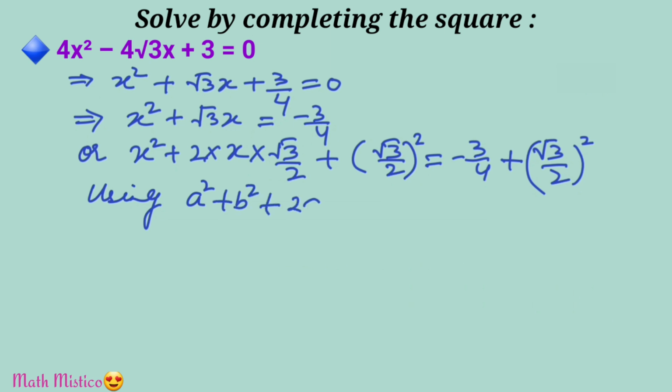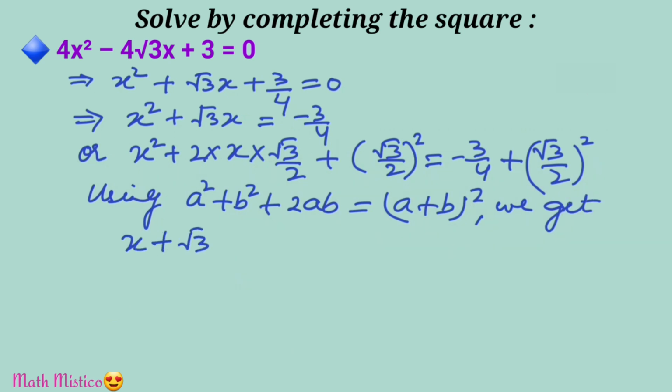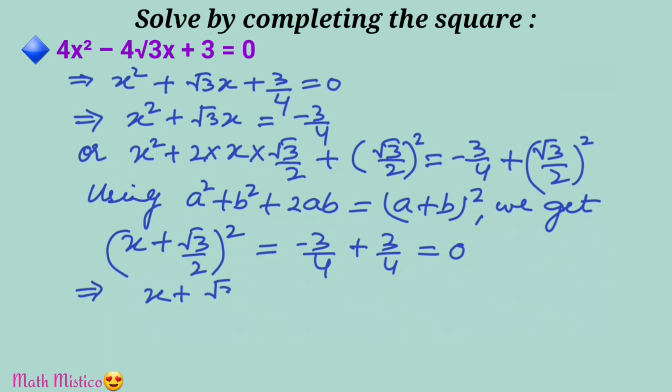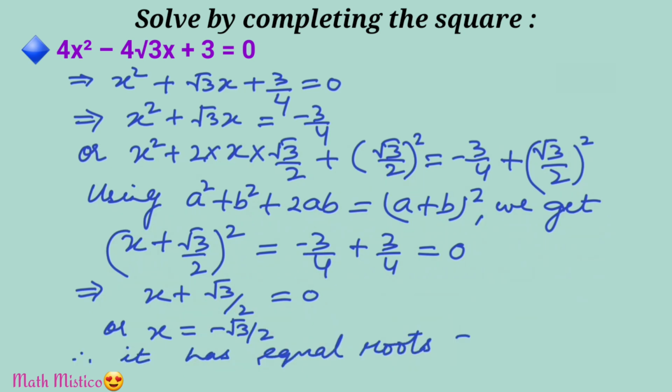Now using the identity a square plus b square plus 2ab equal to a plus b whole square, LHS becomes x plus root 3 by 2 whole square. And RHS is minus 3 by 4 plus 3 by 4, which becomes 0. As the perfect square is 0 here, it means the roots are equal. And they are given by x plus root 3 by 2 equal to 0 or x equal to minus root 3 by 2. So both the roots are minus root 3 by 2 each. Is this point clear?